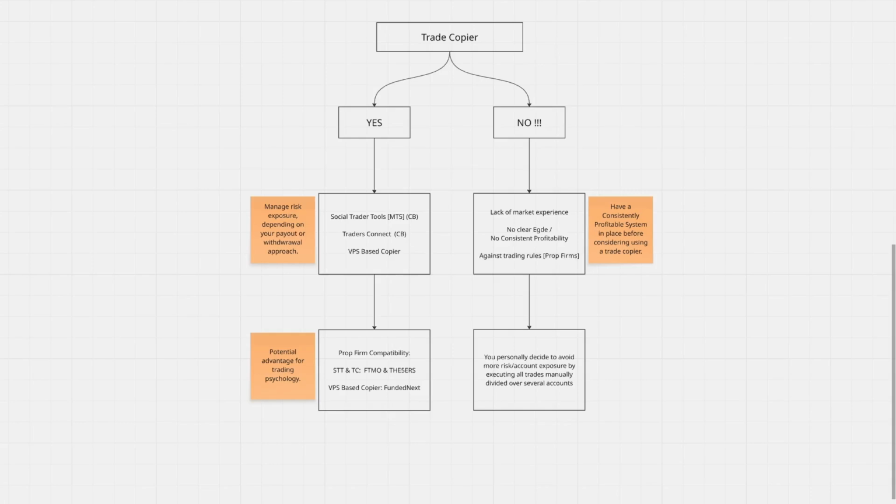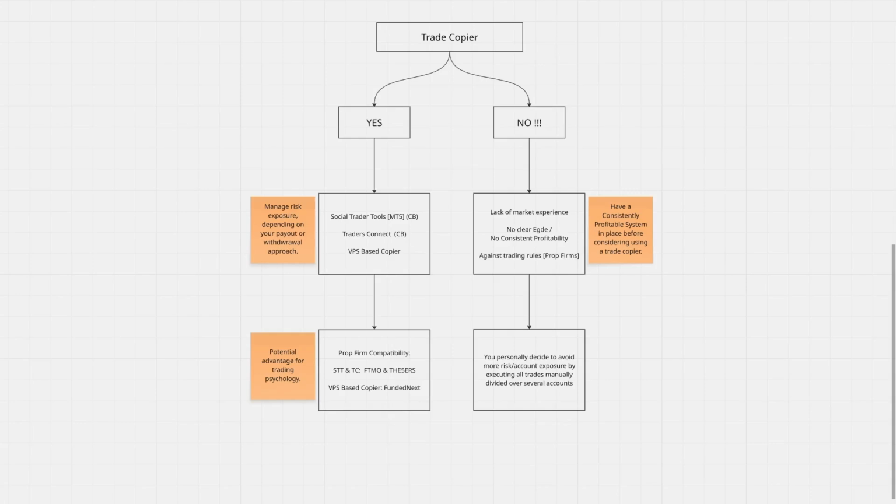And then the side note, the potential advantage for trading psychology when it comes to using a trade copier is that you apply the approach of using the smallest account you have, or for example, you deposit some funds or some net profits from your prop firm trading into a personal brokerage account, and you use that account to execute your trades.